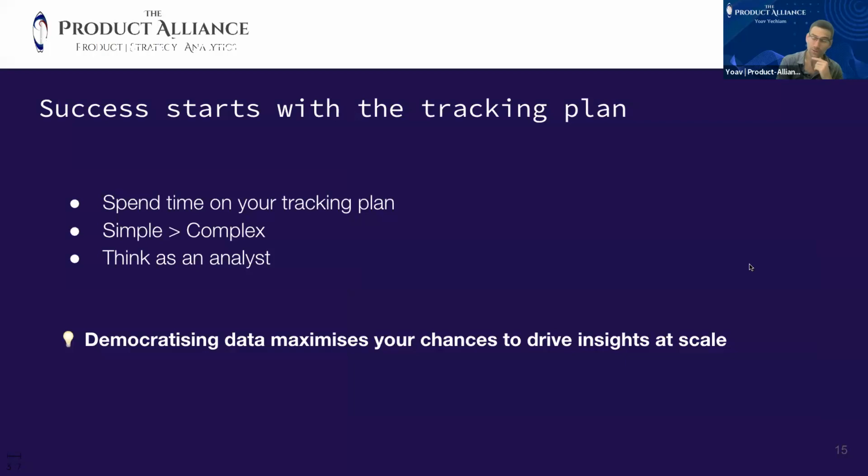Yes, definitely. To be fair, there is a way to do this in most of the tools. You can do custom events that merge events together, but it's much more complex. It's much easier to break down than to aggregate events. So I definitely recommend adding the properties to be able to break them down.